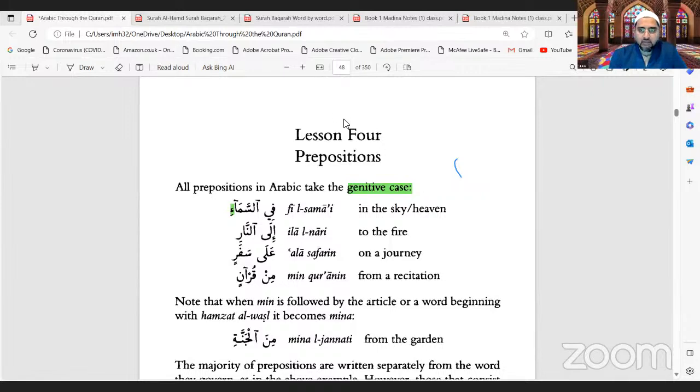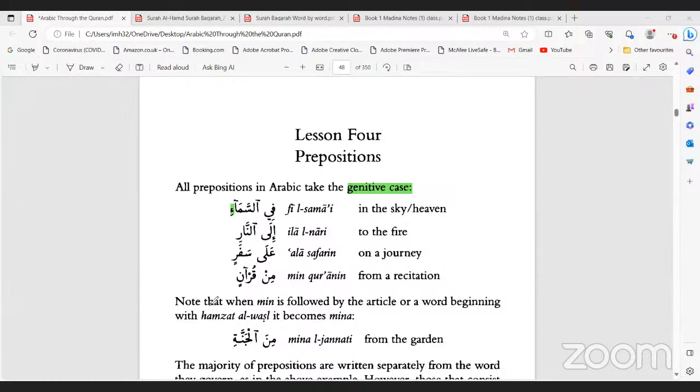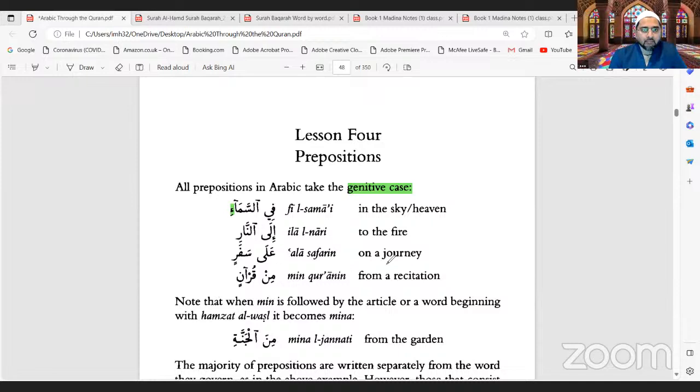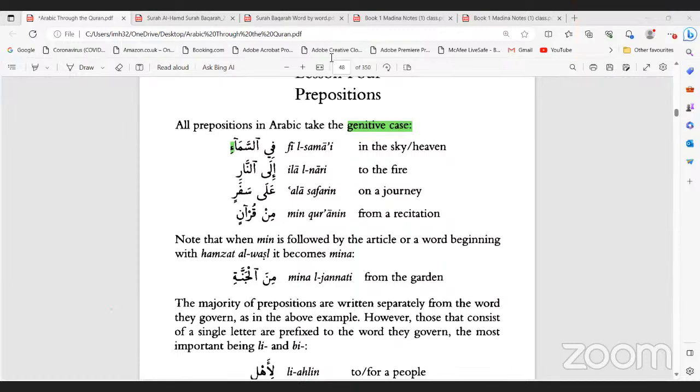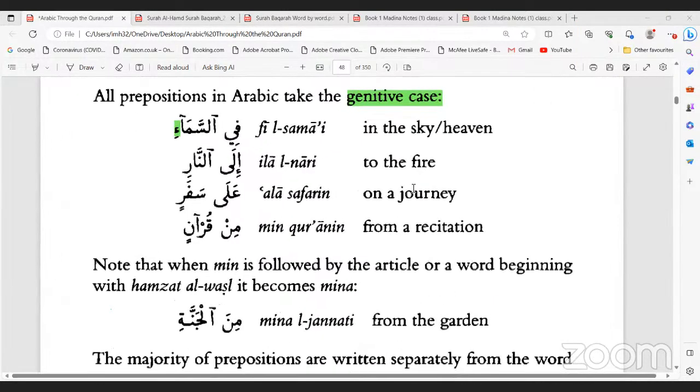Now, regarding these prepositions, I'm going to ask Sister Fatima, would you be able to kindly come on the mic? Assalamu alaikum. Alaikum assalam rahmatullah. Can you go through this explanation, and inshallah I will help you understand what it's trying to explain? Start from: all prepositions in the Arabic language. Bismillahirrahmanirrahim. Sure. All prepositions in Arabic take the genitive case.